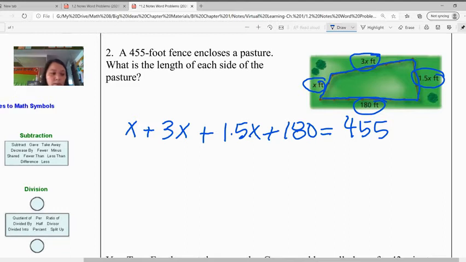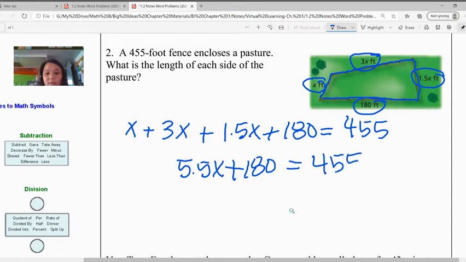So we're going to calculate 1x, so that's 1. Make sure you're typing into your calculator 1, plus 3x, so that's 3, plus 1.5. You can use a calculator, and that gives me 5.5x plus 180, which is equal to 455 feet around the whole perimeter.